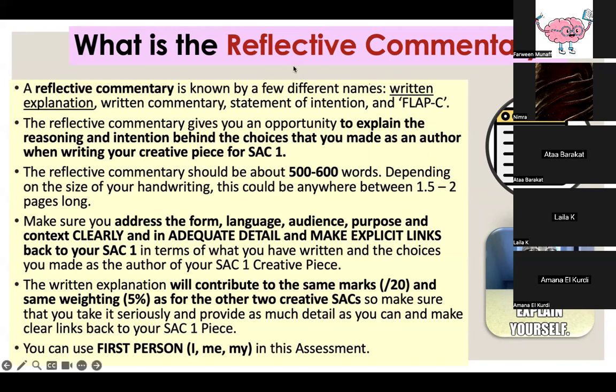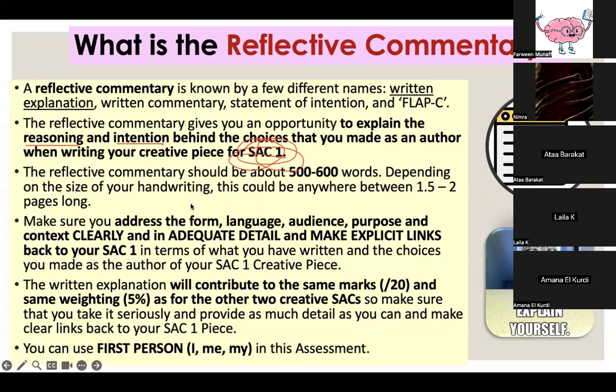Now, the purpose behind the reflective commentary is to give you guys an opportunity to explain the reasoning and the intention behind the choices that you made as an author when writing SAC 1. So we're not talking about the one that you did all together in the multipurpose hall. We're not talking about that one. That was the VCE-style one. We're talking about the first one that you did over multiple sittings in class, that SAC 1, where you had the stimulus and the prompt.